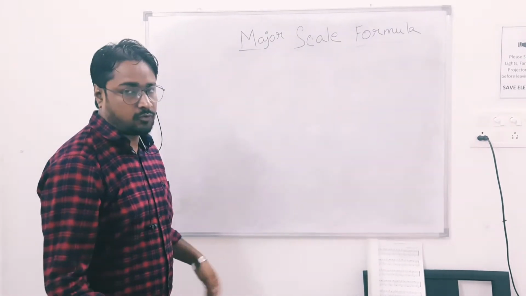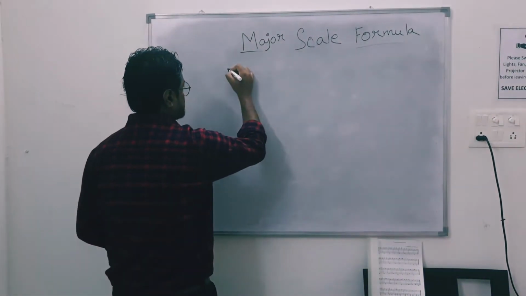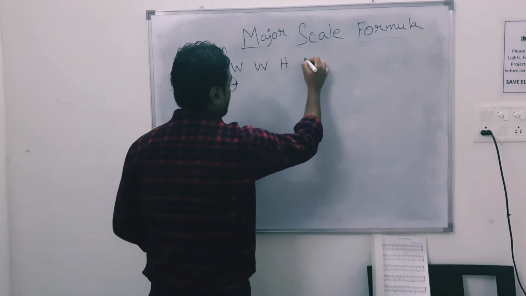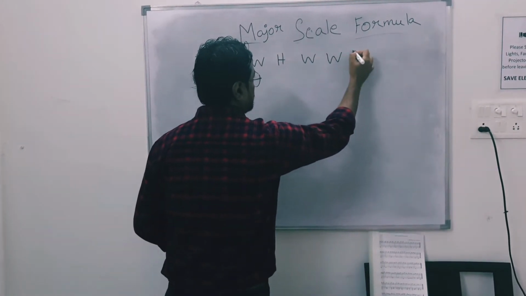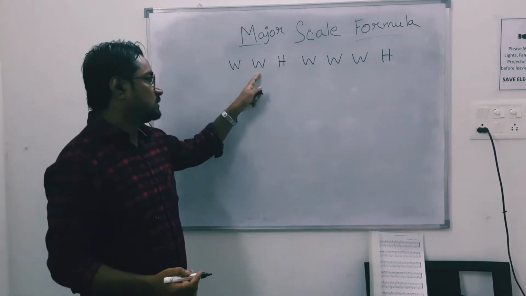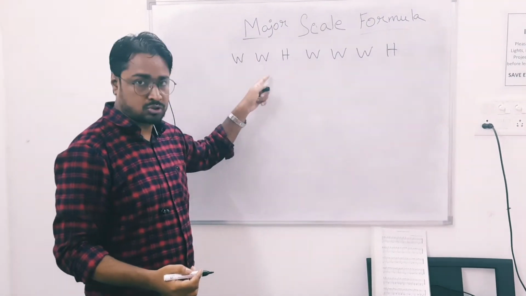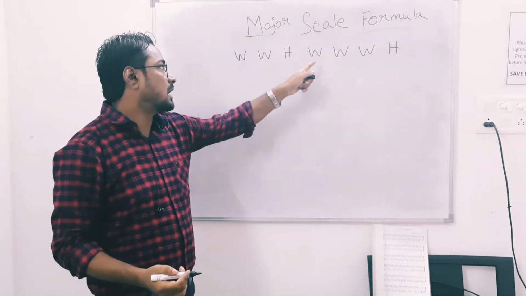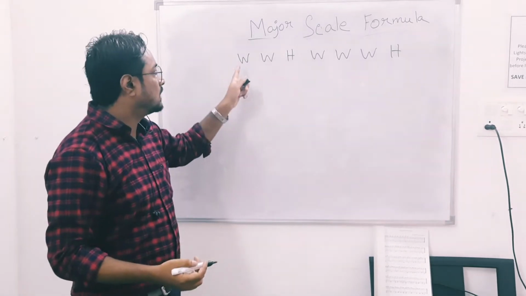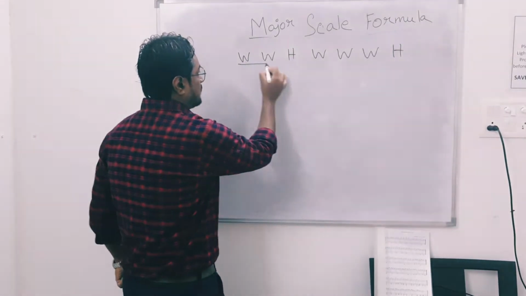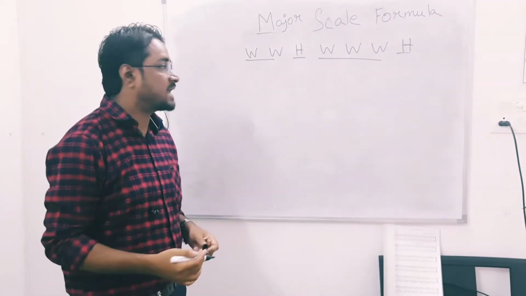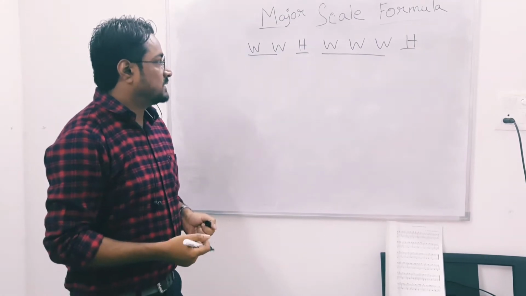So basically the formula for the major scale is whole, whole, half, whole, whole, whole, half. W means whole tone, half means half tone. So it's two whole steps, one half step, then three whole steps, one half step. This is the formula. But how can we use the formula? Let's explain it now.